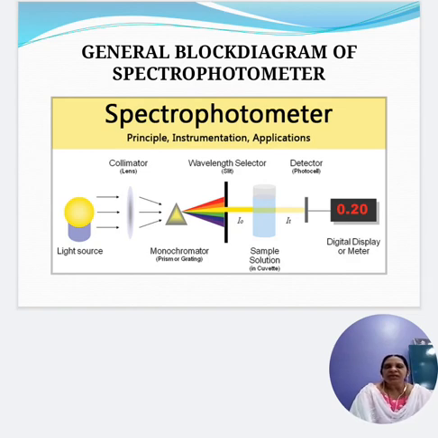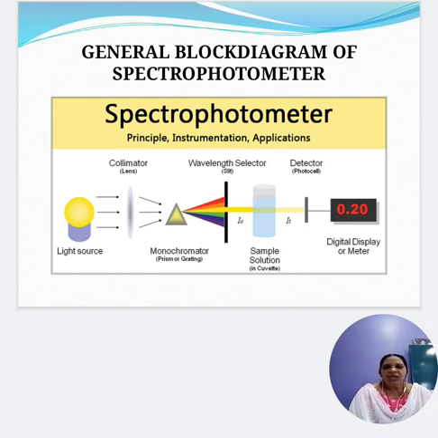In the general block diagram, we have the light source. Then we have the collimator, which renders the radiation coming from the radiant source to be focused onto the monochromator. The monochromator can be either a prism or a grating. It is a dispersive device which disperses the radiation into specific wavelengths. The entrance slit acts as the wavelength selector.